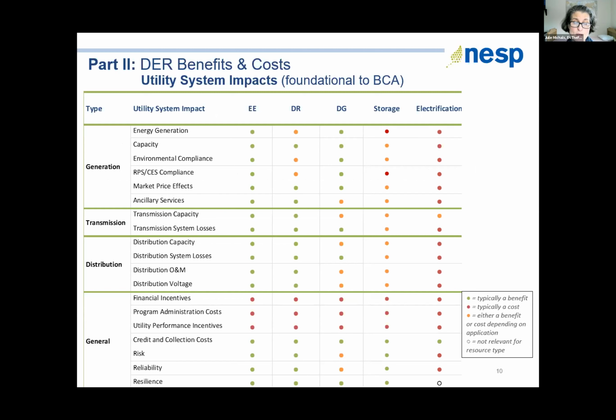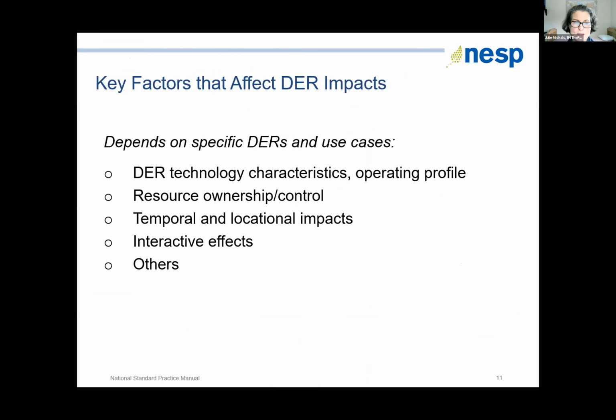So in part 2 of the NSPM, you'll see a whole section that's dedicated to the universe of different costs and benefits for utility system impacts, and then non-utility system impacts. What are the types of costs and benefits? How are they defined? So it's more of a library with some information on whether certain impacts are typically a benefit, a cost, or they may depend on certain use cases. And there is a cross-cutting chapter that addresses some of those factors. And then there are discrete DER chapters that go into more depth about why these different DERs have these impacts, and the factors that may affect those impacts.